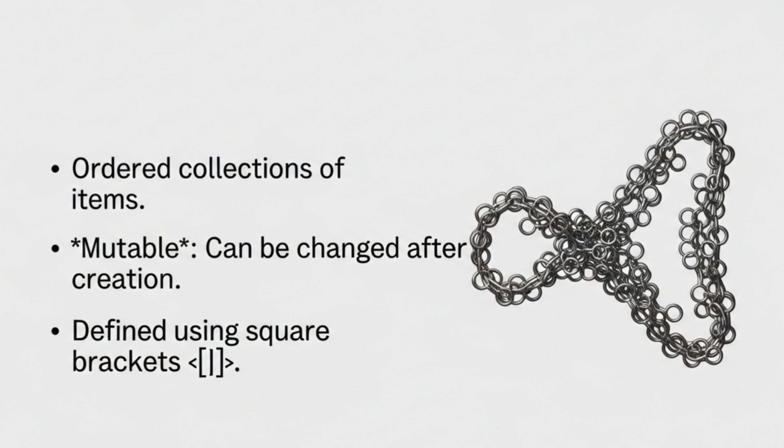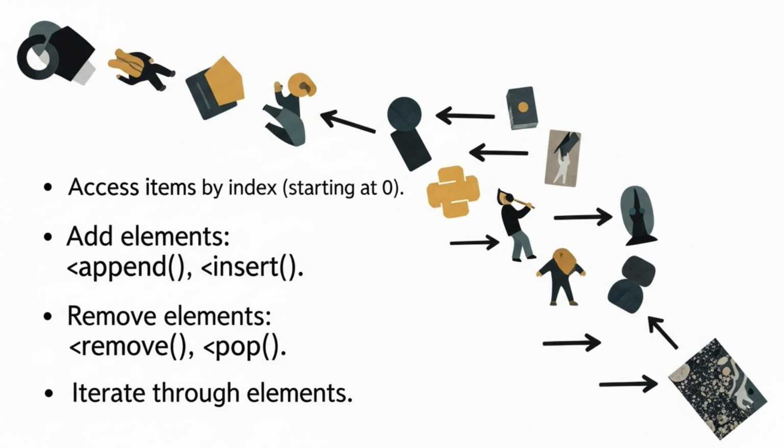Working with lists is incredibly versatile. You can access individual items using their index, which always starts at 0. So the first item is at index 0. Need to add new data? Methods like append add items to the end, while insert allows adding at a specific position. To remove items, you might use remove for a specific value or pop to remove by index. You can also easily loop or iterate through all elements. These operations make lists powerful for dynamic data.